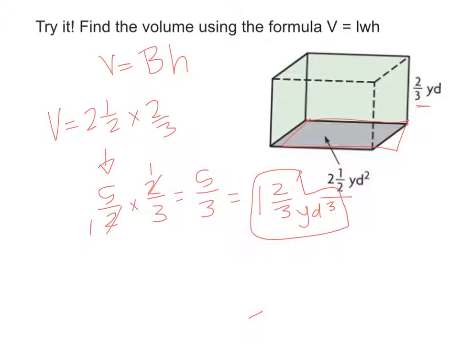Alright, so hopefully you got that one correct. Pretty simple. Let me just double check my math here. 2.5 times 2/3, 5/2 times 2/3. 5 cross cancel. I was just checking my work. 3 goes into 5 1 time with 2 left over. Yep, 1 2/3 yards. And it is cubed because we're talking volume.